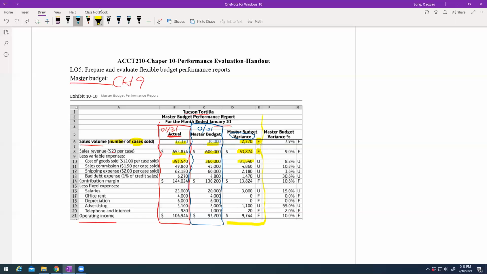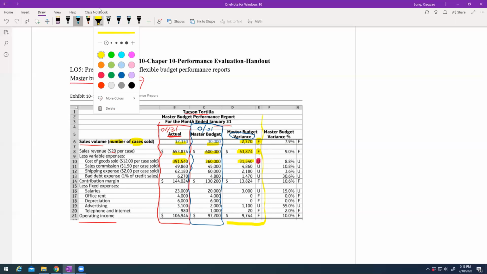So you have $31,540 more. But this is the cost. So for this part, it will be unfavorable, right? It will be unfavorable because you have more cost. So you do everything there. You found out that your actual contribution margin is higher than your budget. So you have a favorable contribution margin variance.